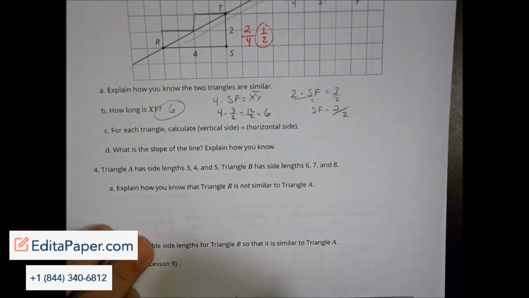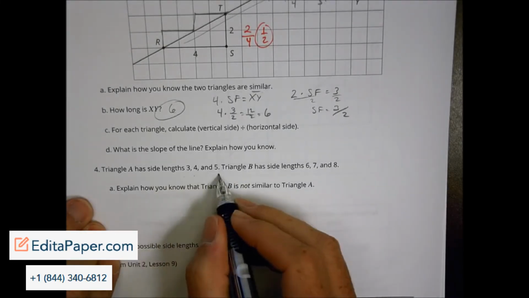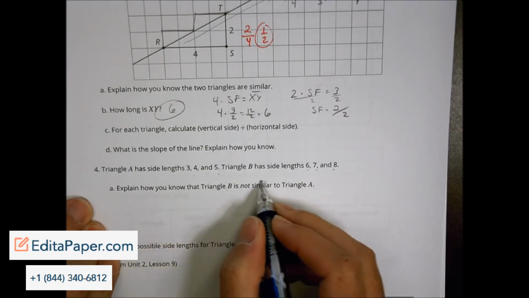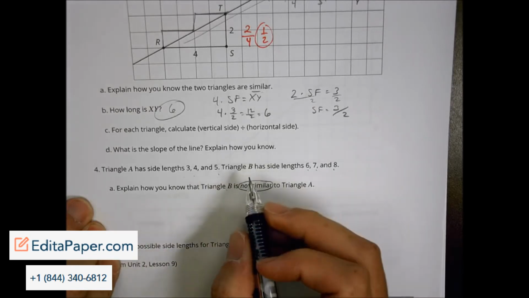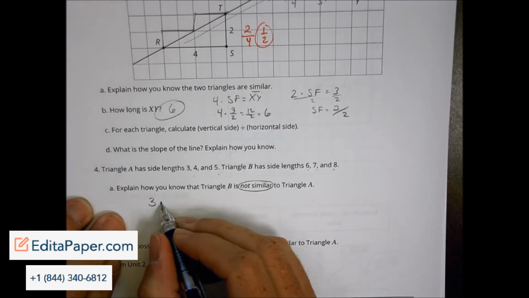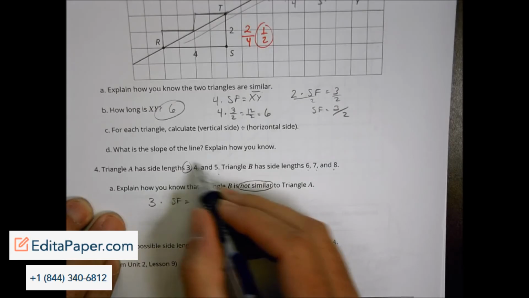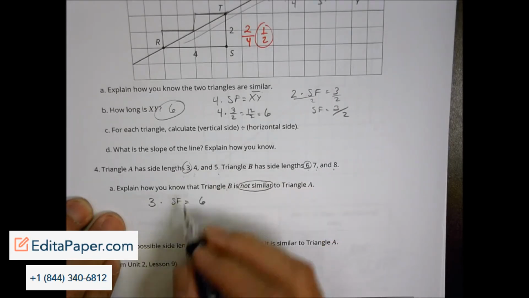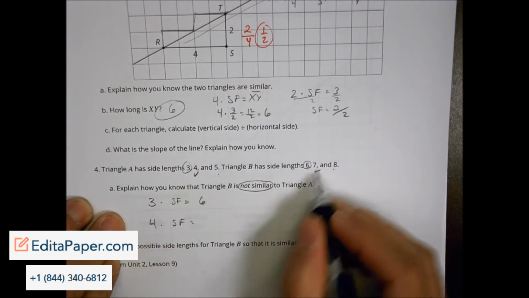Looking at number 4. Triangle A has side lengths 3, 4, 5. B has lengths of 6, 7, and 8. How do you know that B is not similar to A? Again, the point is that if these things are similar, I should be able to take a number times a scale factor and end up with the other one. So 3 times the scale factor should equal 6, right? And in the same way, 4 times the same scale factor should equal 7.